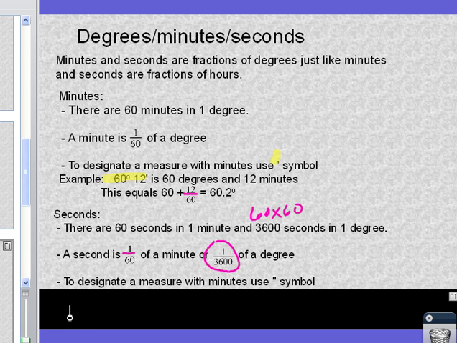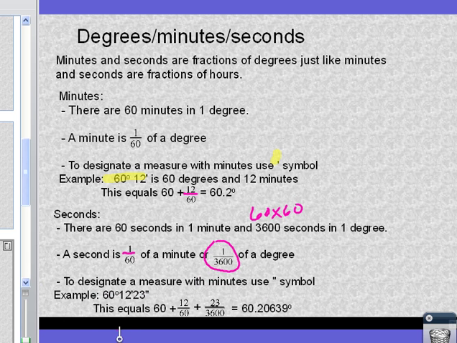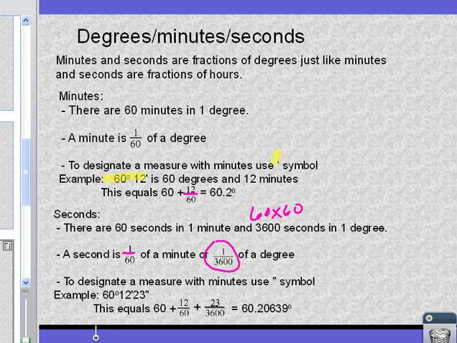So to designate a measure with seconds, we use the double tick symbol. Here's an example: 60 degrees, 12 minutes, and 23 seconds. So what does this equal? It's 60 plus our 12 over 60 for our minutes, plus our 23 over 3,600 for our seconds. If you put that in the calculator just like this, you get 60.20639 degrees. So you can see it allows you to get a finer granularity for degrees than you normally would.